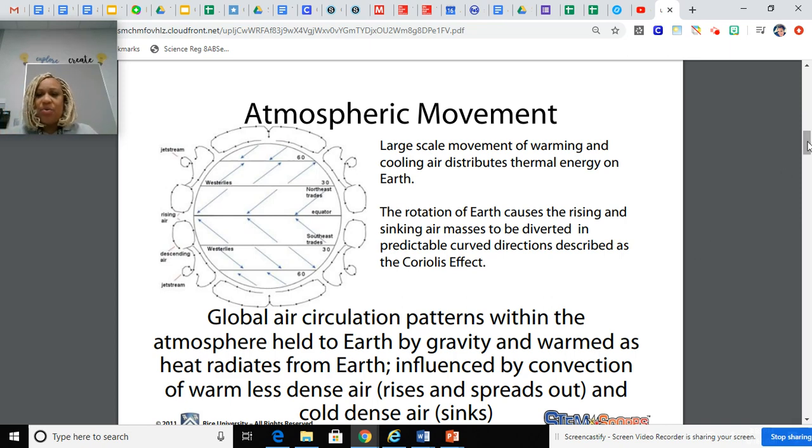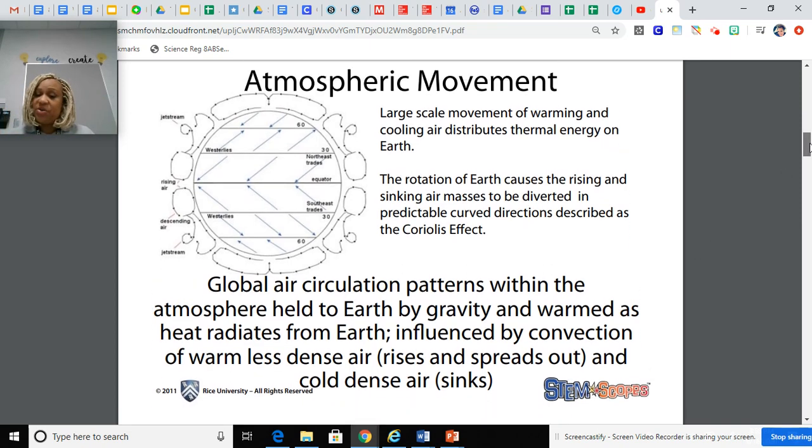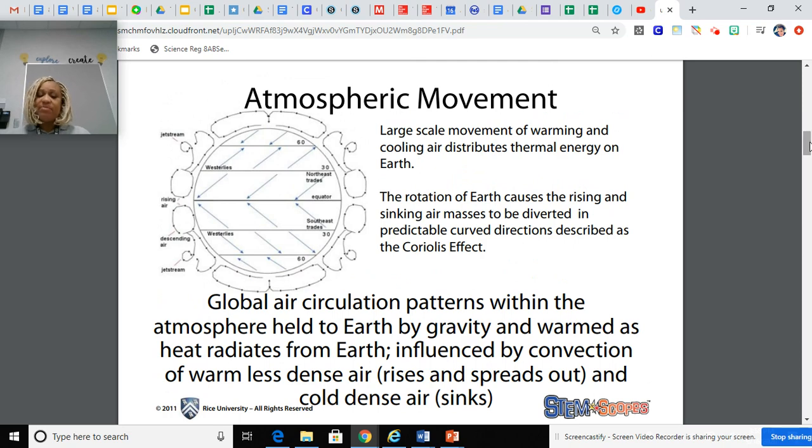All right, so global air circulation patterns within the atmosphere held to Earth by gravity and warmed as heat radiates from Earth, influenced by convection of warm, less dense air. This is going to be rising air, okay? And it spreads out. And then you have cold, dense air or material that sinks, okay?